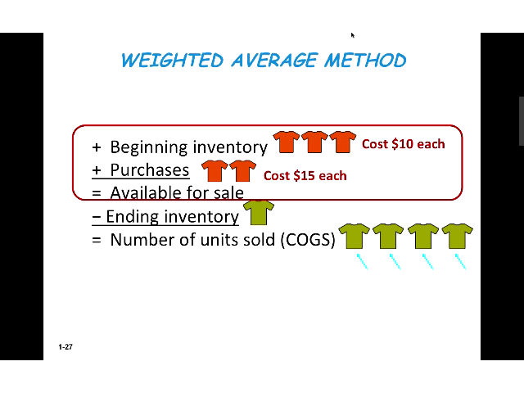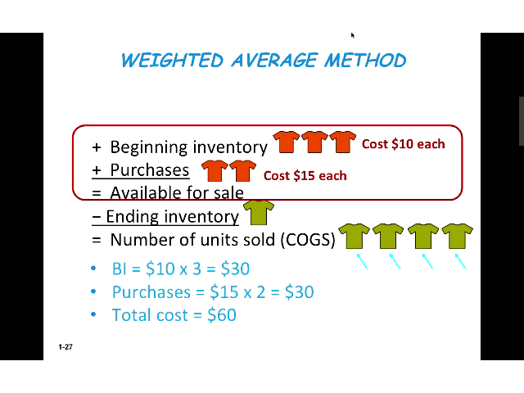Okay, so there's our available for sale. And again, just like we did before, we know that our beginning inventory is the number of units times the cost. So we have $10 a unit times 3, $30 in beginning inventory. Purchases, we bought 2 units at $15 each to give us $30, so our total cost is $60. That isn't going to change from example to example. We're still using that same basic setup.